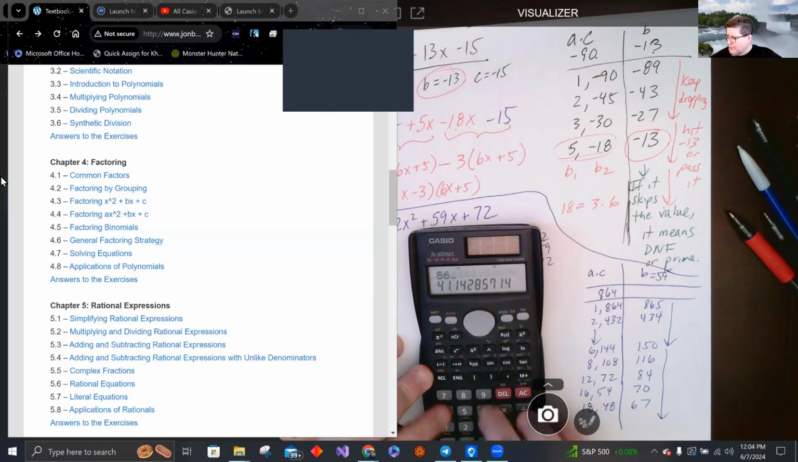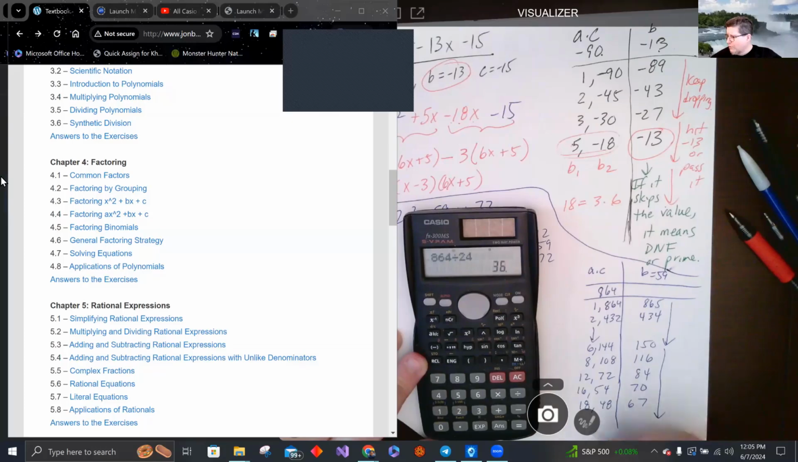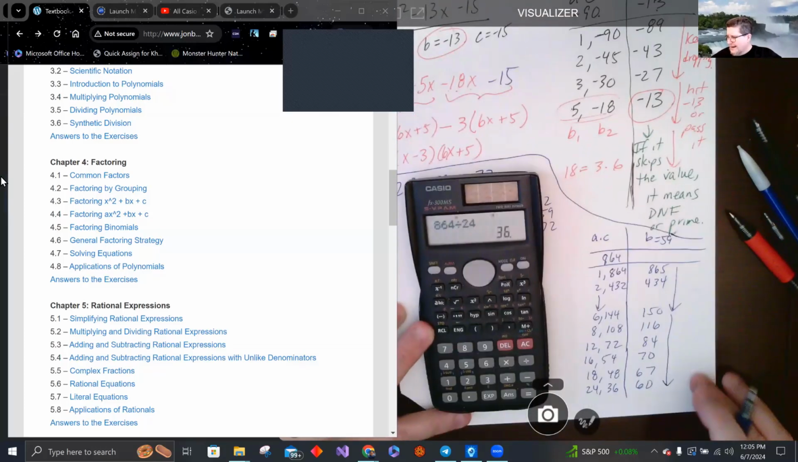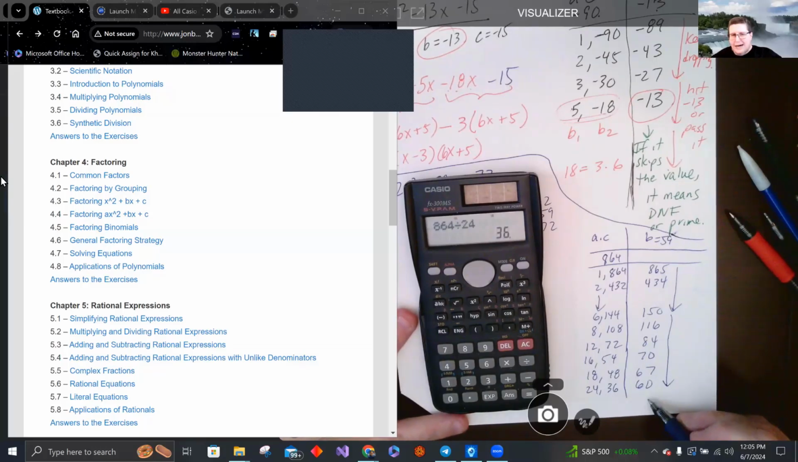Does it divide by 22? Does it divide by 23? Does it divide by 24? Divides by 24. Oh, we're really close. Now the next number, if it's not 59, it's prime.